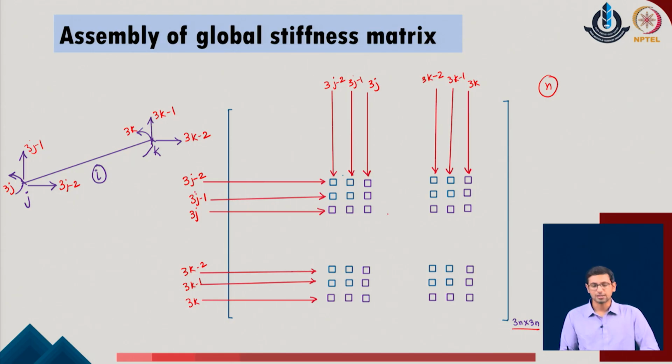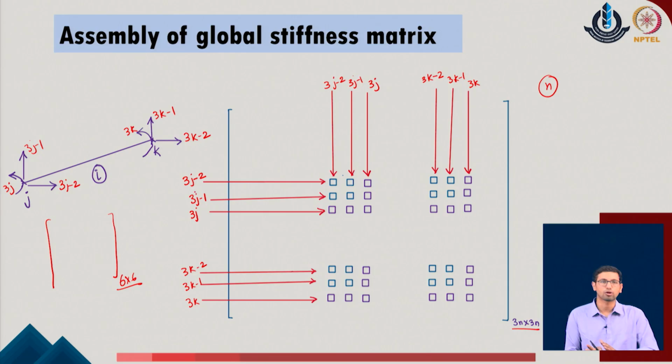So, now what we realize is that individual member I is going to contribute a stiffness matrix which is of the size 6 cross 6, and that is going to remain the same across all the members. Each of the members will have its own stiffness matrix which will be of the size 6 cross 6, but where to place that matrix in the global assembly?